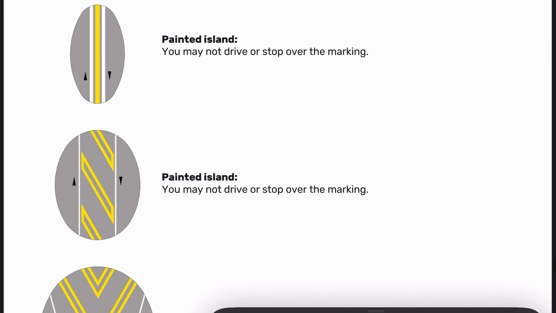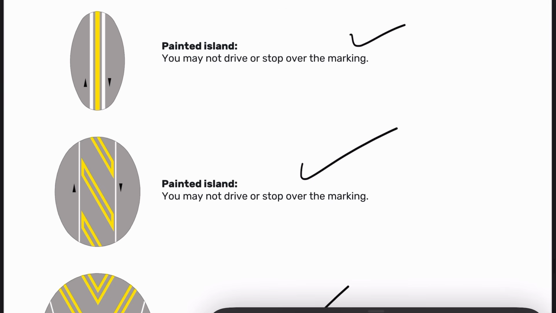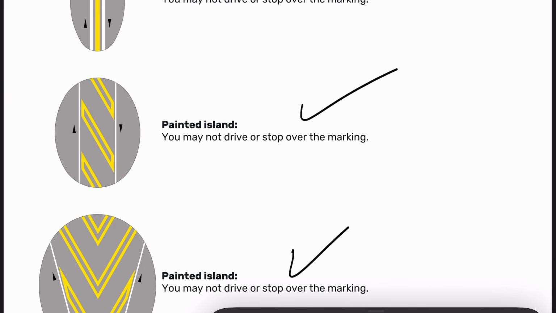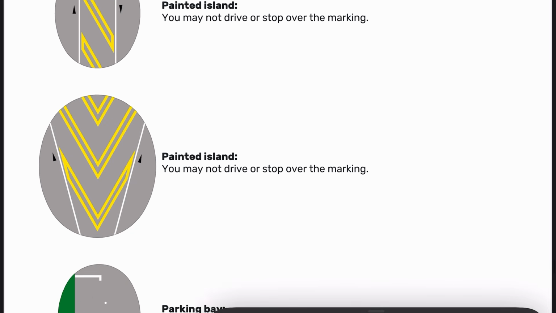Right, and then you have the painted island. So there's painted island 1, painted island 2, and painted island 3. These painted islands, you simply do not drive or stop there. You are not allowed to drive or stop your vehicle there. You are not allowed to do that.